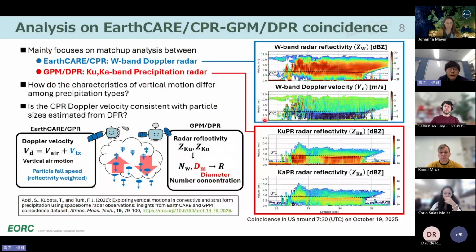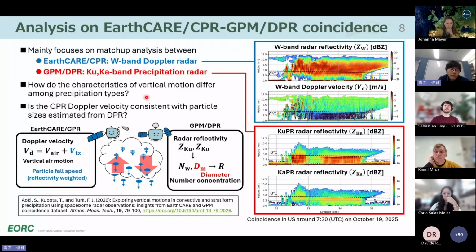In this seminar, I will introduce my study, which I submitted and which was published in Atmospheric Measurement Techniques. In this study, I mainly focus on the match-up analysis between EarthCARE CPR and GPM DPR. The right-hand side shows the vertical cross-section of radar reflectivity and Doppler velocity of EarthCARE, and also the Ku band and Ka band radar reflectivity from GPM.